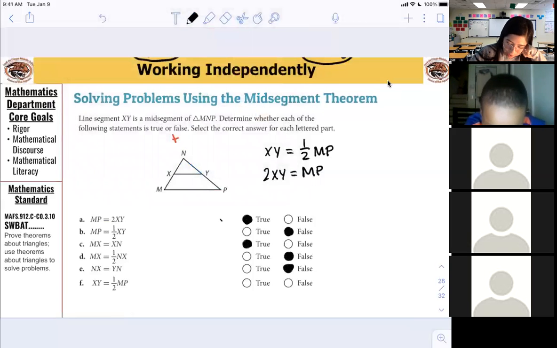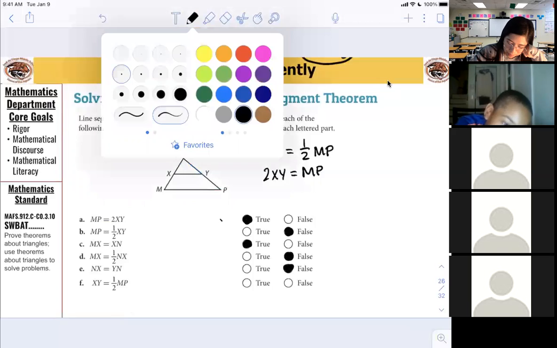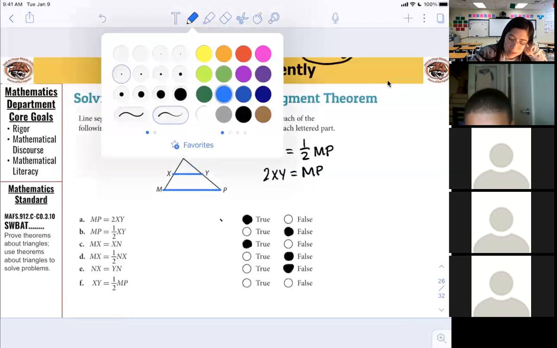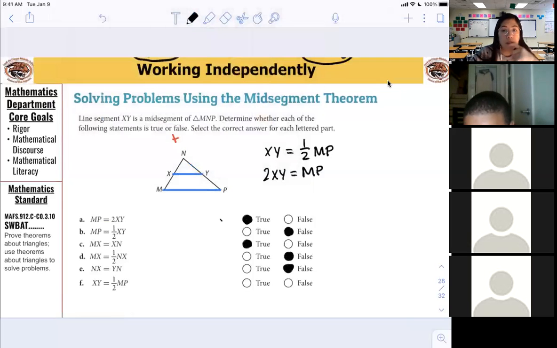And then finally, XY, let me highlight. XY is 1/2 of MP. True. Jalen says true as well. Anyone else agree? Yes. Okay, they're leaving. You guys move to your other classroom.